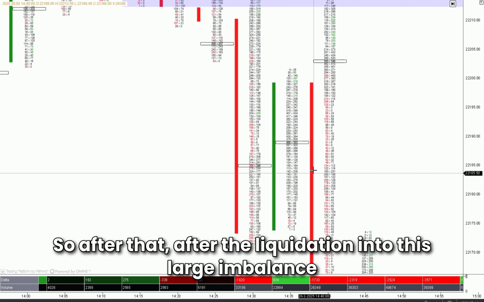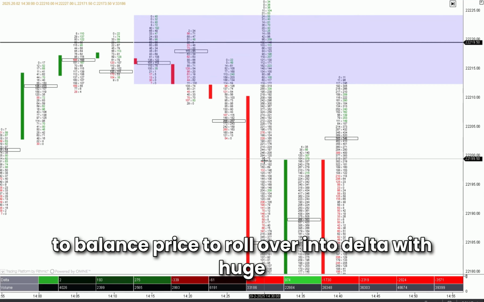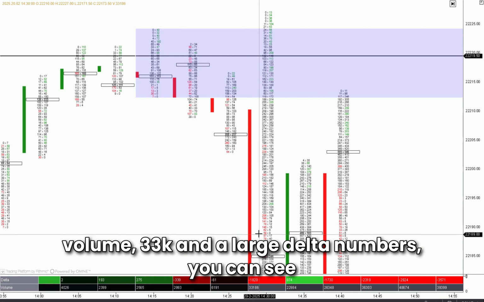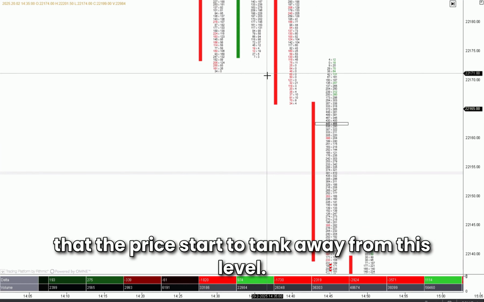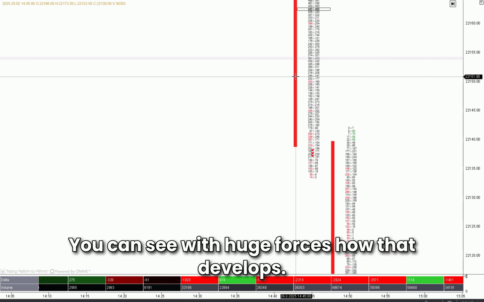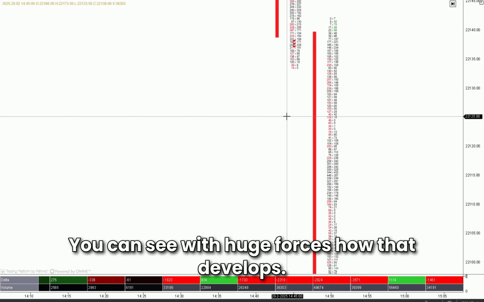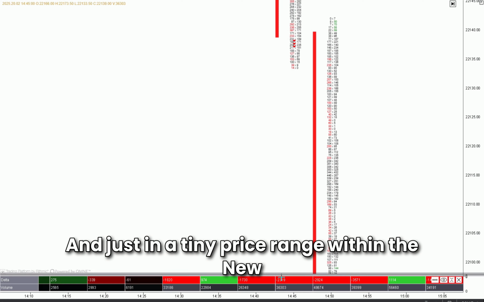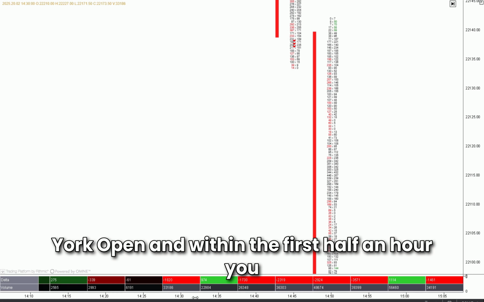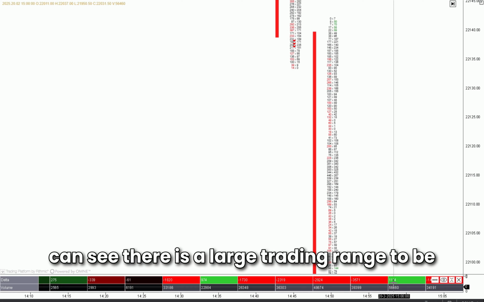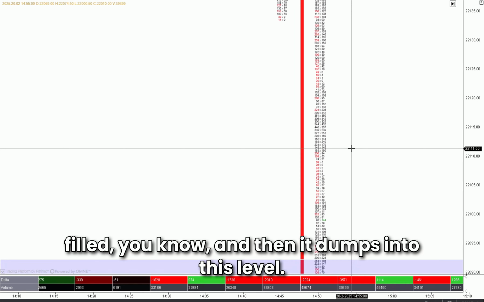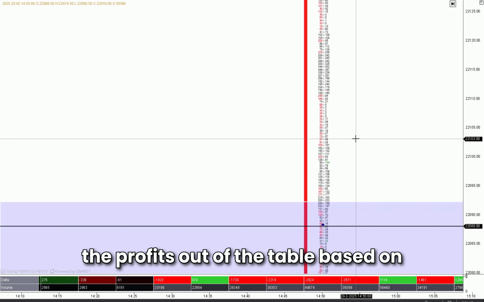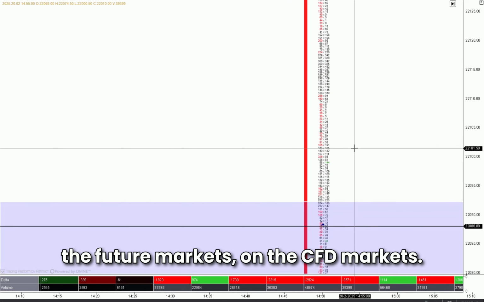So after that, after the liquidation into this large imbalance, to balance price, to roll over into delta with huge volume, 33k, and large delta numbers, you can see that the price starts to tank away from this level. You can see with huge force how that develops, and just in a tiny price range within the New York opening, within the first half an hour, you can see there is a large trading range to be filled, and then it dumps into this level, and that's where I took a part of the profits off the table based on the futures markets, on the CFD markets.